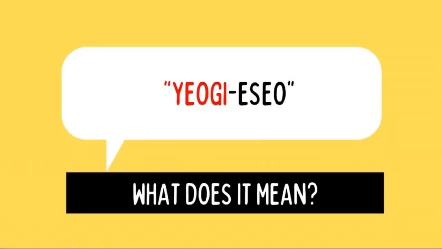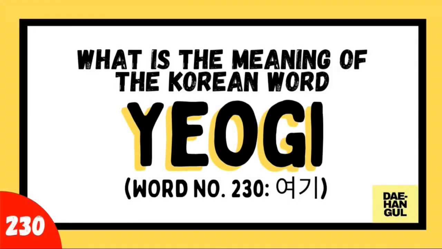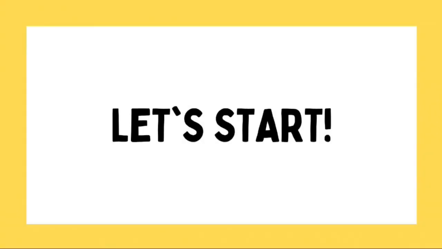여기에서. 여기에서. What does it mean? If you notice, the word in red letter is yogi. Because today, on One Korean Word a Day here at Dae-Hangul, we are going to study the word yogi. Let's start.